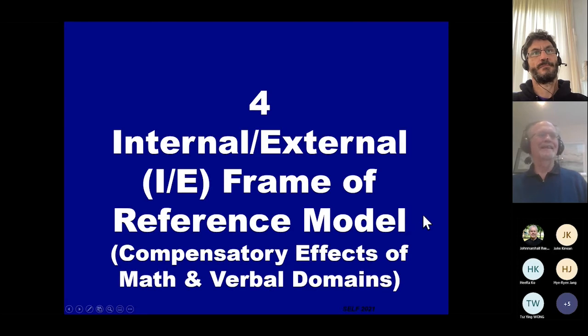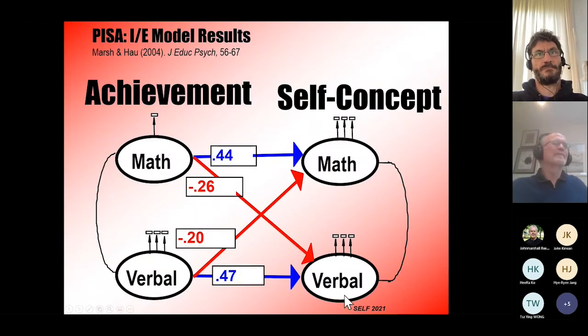And then there's the internal-external frame of reference model. This is an interesting model. It says that to have a good math self-concept, I have to have good math achievement, but I also have to be better at math than verbal. And so verbal achievement actually contributes negatively to math self-concept and vice versa. This has been replicated lots and lots, so it's a fairly standard model. There are a couple of meta-analyses and good solid support for it.